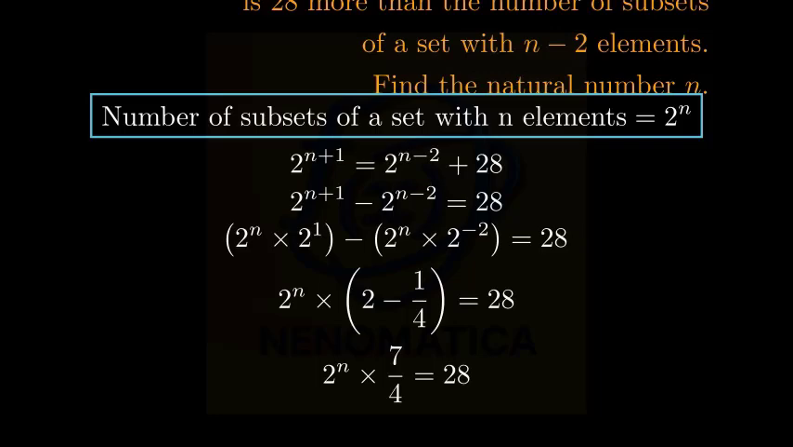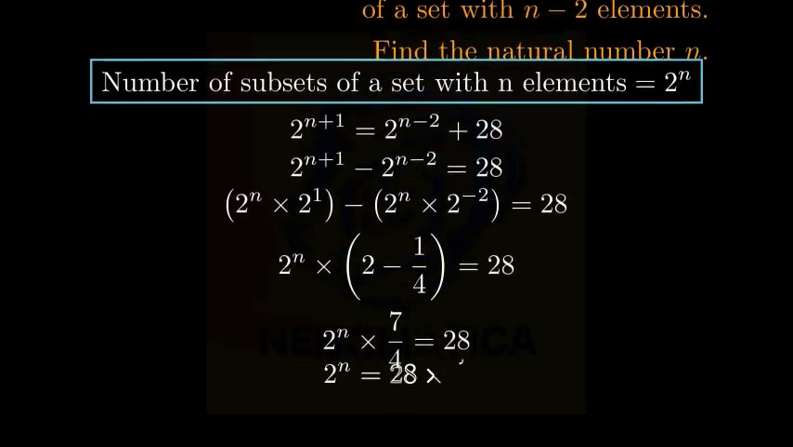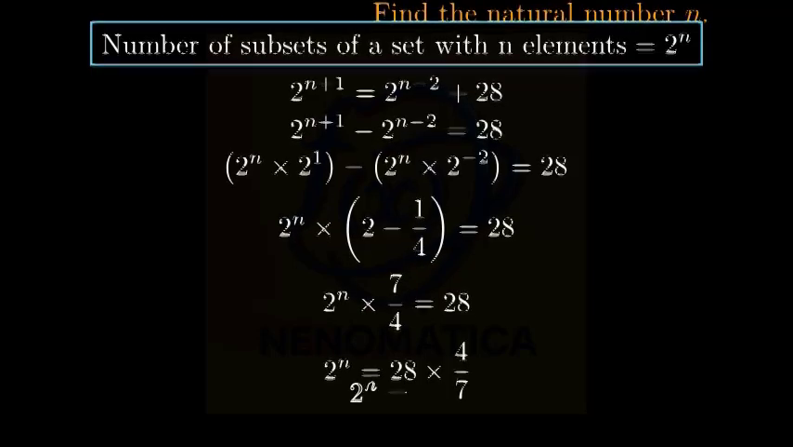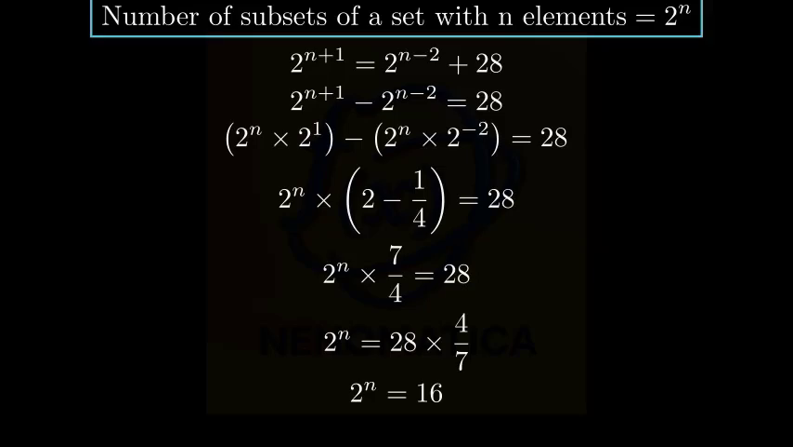Now, let's solve for 2 to the power of n. We'll divide both sides by 7 over 4. This gives us 2 to the power of n equals 28 times 4 over 7. Let's simplify the right side. 28 times 4 equals 112, and 112 divided by 7 equals 16.